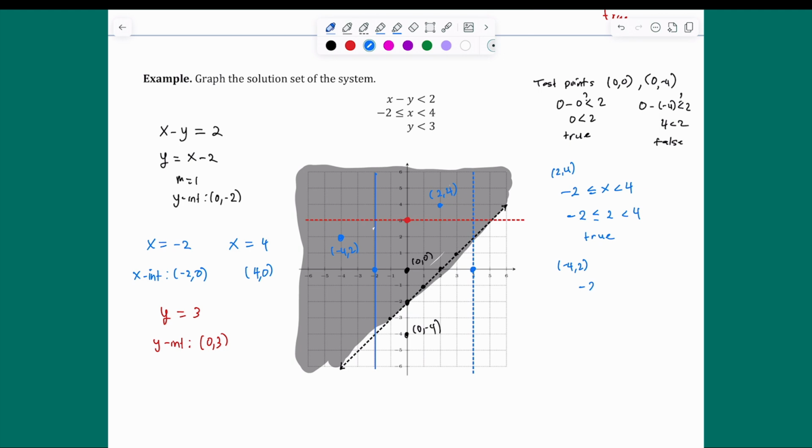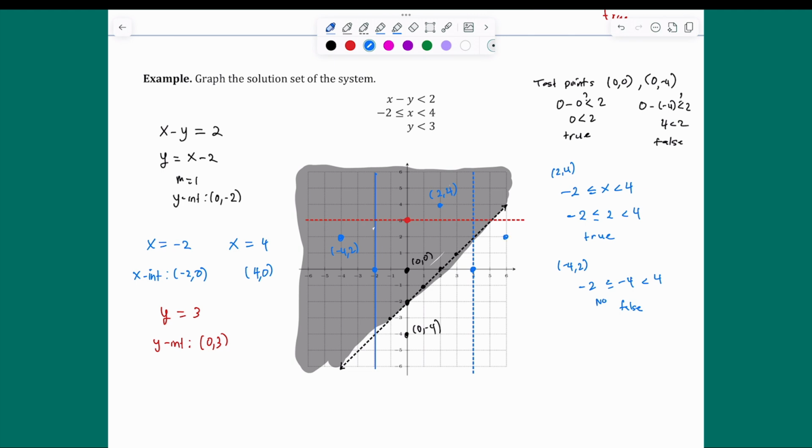And plugging it in, negative 2 less than or equal to negative 4 less than 4. Well, is negative 2 less than or equal to negative 4? That's no. Is negative 4 less than 4? Yes, but it does not satisfy the double inequality. Therefore, this is false.